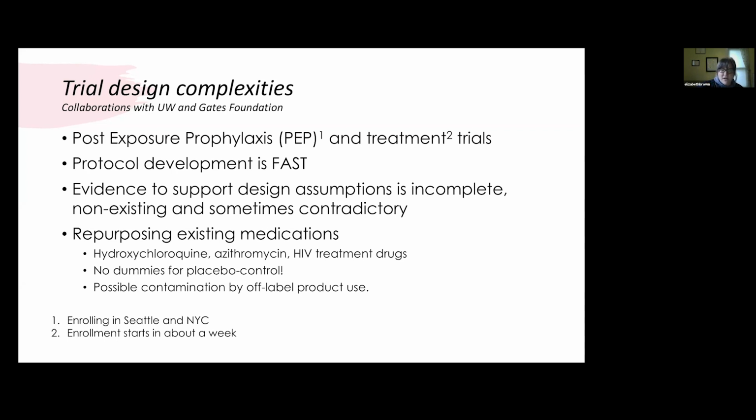They're looking at HIV treatment drugs. This means too, these drugs are already out there. Nobody's making placebo-controlled dummies for them. So it's very challenging to do placebo-controlled trials.